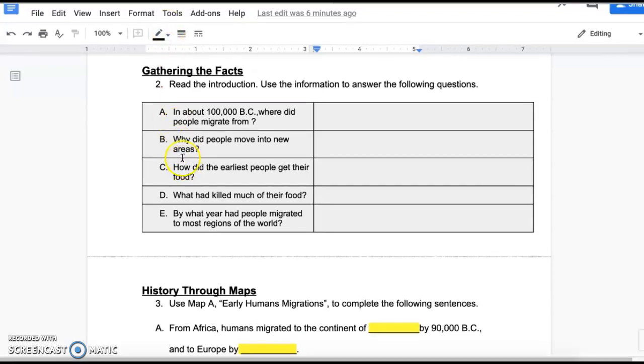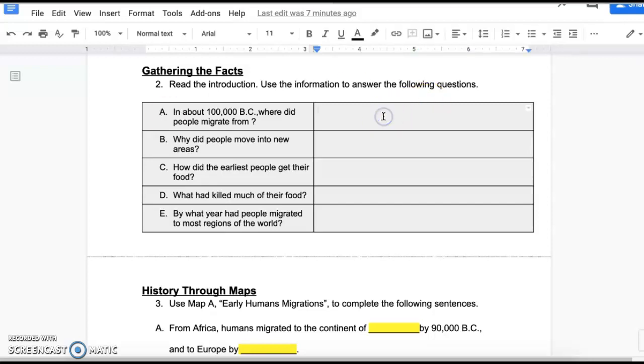Gathering the facts. Number 2, read the introduction. Use the information to answer the following questions. Letter A. In about 100,000 BC, where did people migrate from? And write your answer over here.